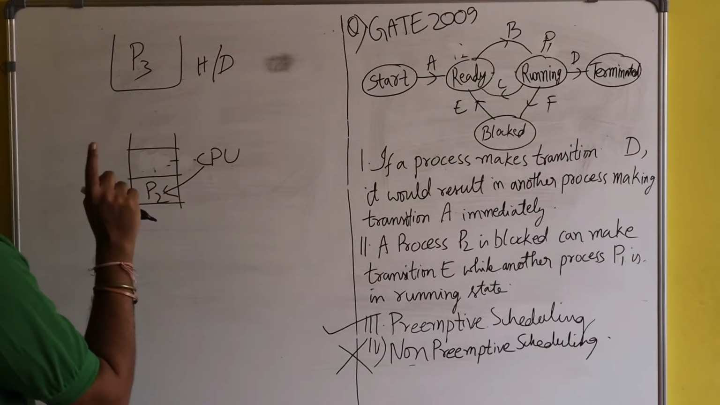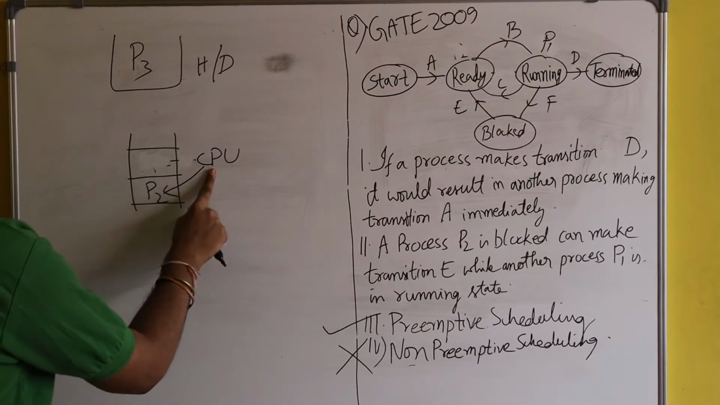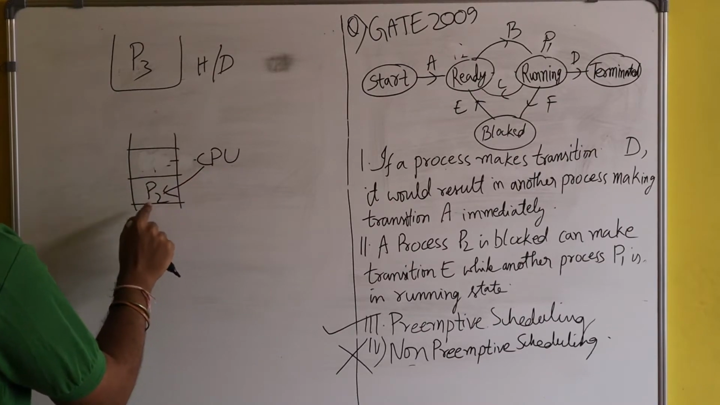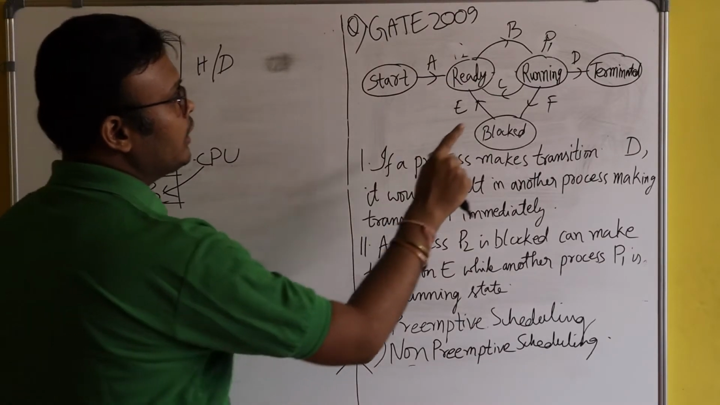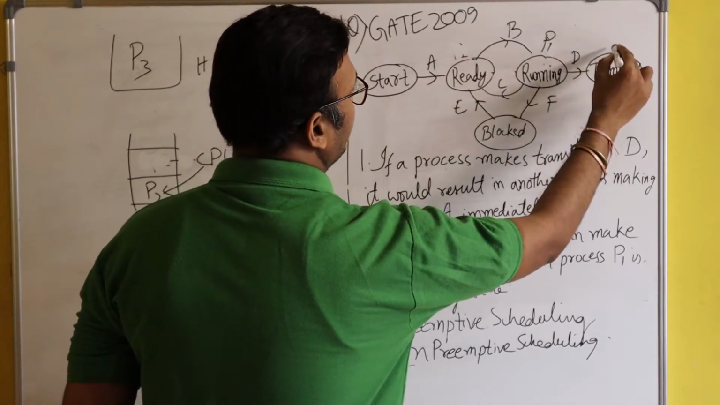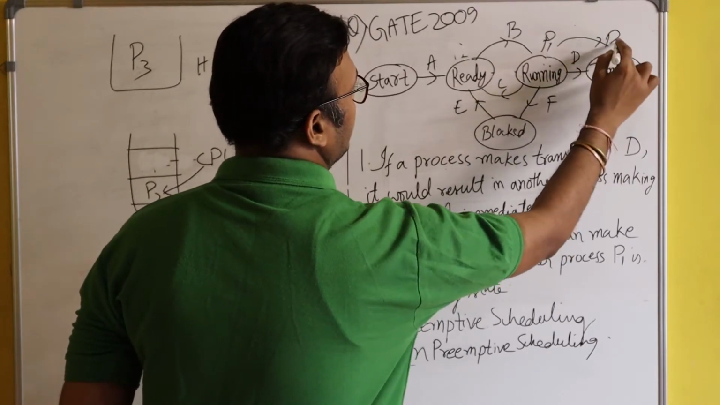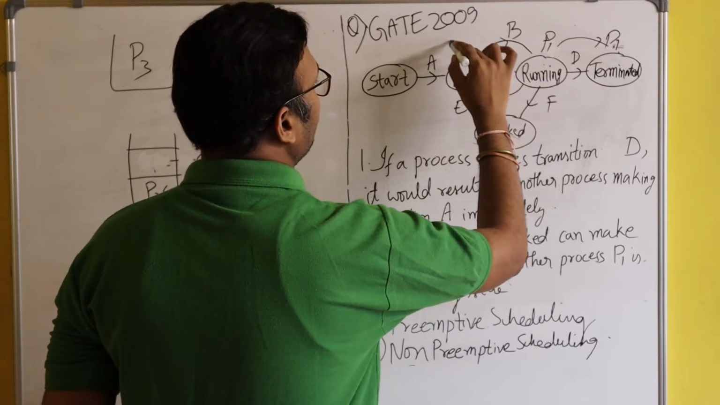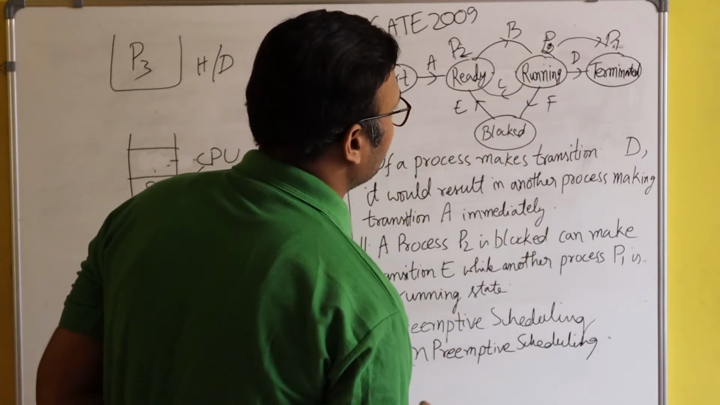This process was initially in the ready state. When the CPU got free, the CPU is given to this process, so now this process P2 is in the running state. It means that when P1 made a transition from running state to terminated state, P2 made a transition from ready state to running state.